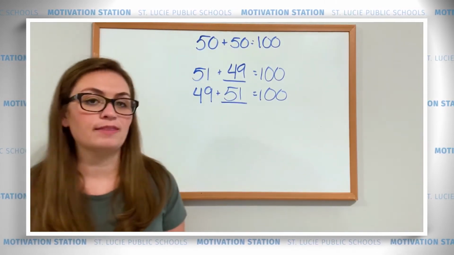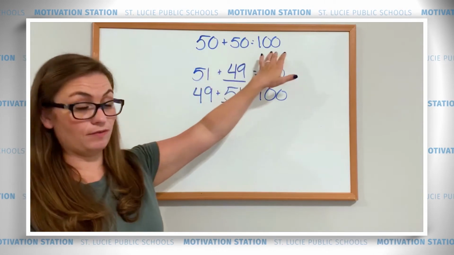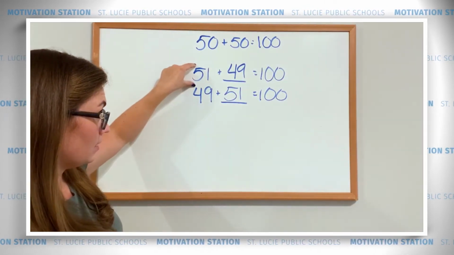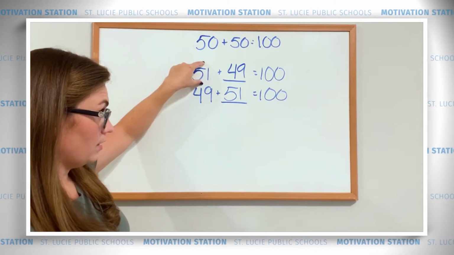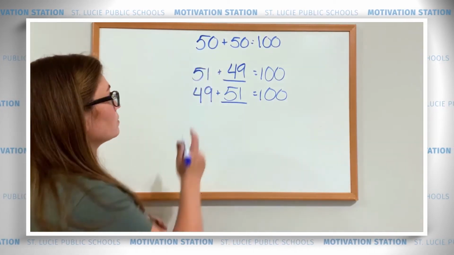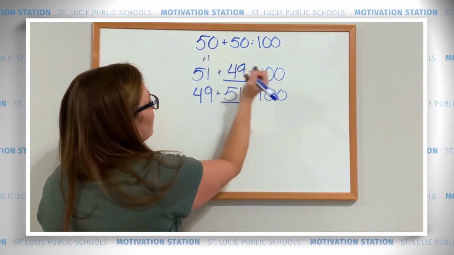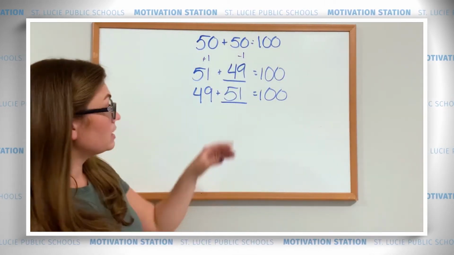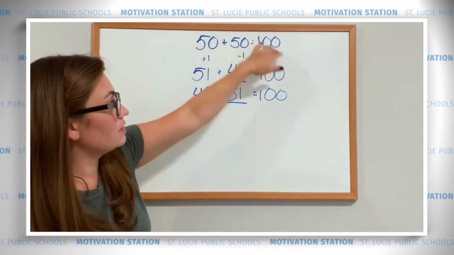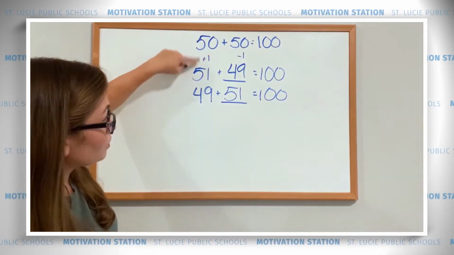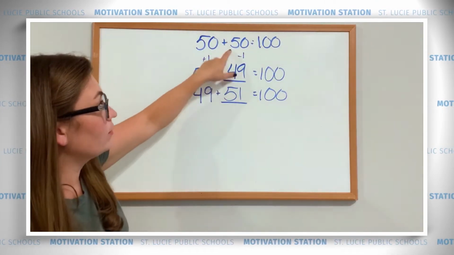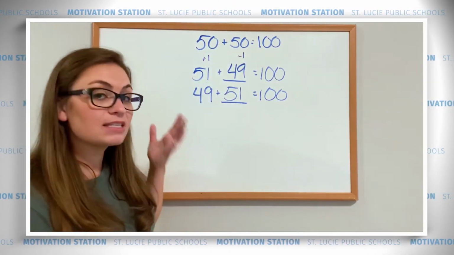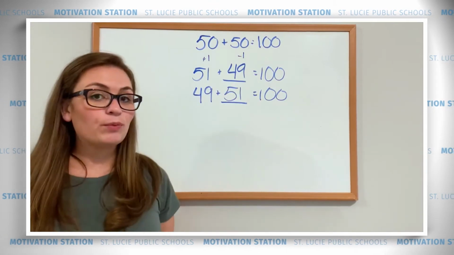So let's take a look at this. I know 50 plus 50 is 100. If I add 1 to 50 to get 51, I need to subtract 1. So here I did plus 1, and here I did minus 1. I can change a number up or down. So 50 plus 50 is 100. 51, which is 1 more, plus 49, which is 1 less. It kind of balances, right? You take 1 away from one side and give it to the other. It's still going to equal 100.